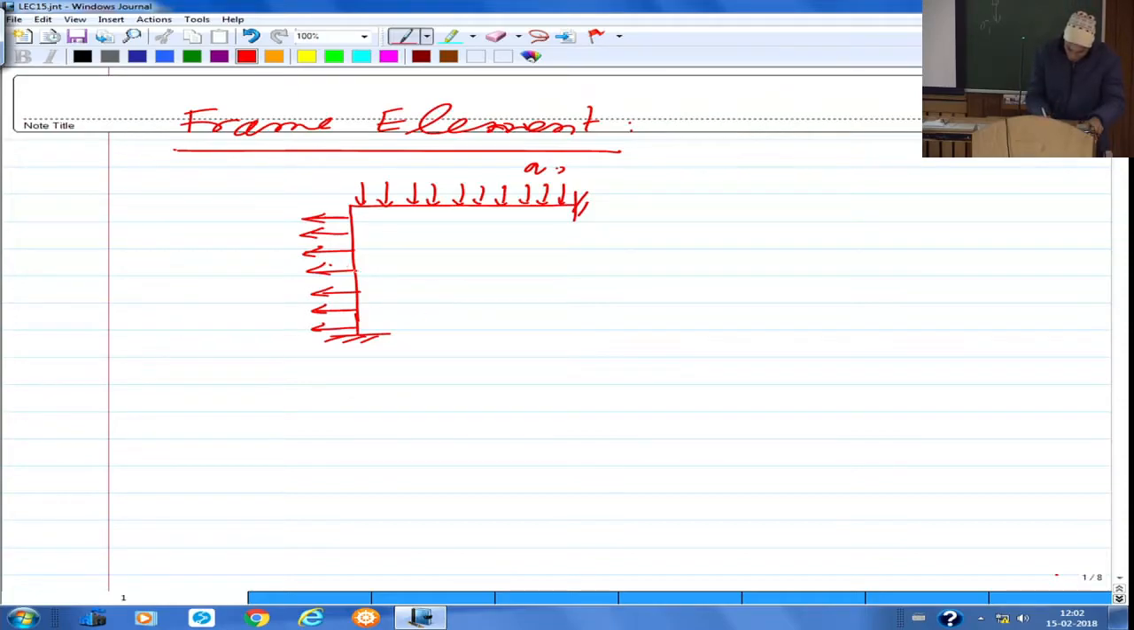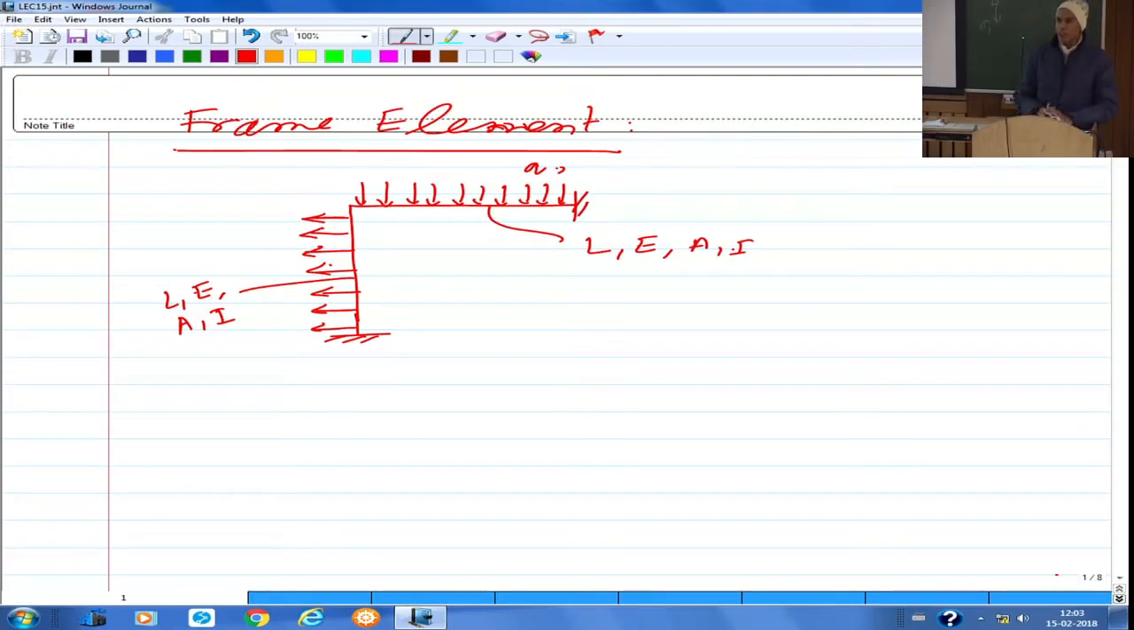So let us say that the vertical and horizontal members are identical. The length of this is, let us say, L, Young's modulus is E, cross-sectional area is A, and I about the Z axis is I, and the same for this. So the length is L, Young's modulus is E. Although they can have different properties, and even within them there can be variation in properties, again to simplify the problem I am taking this. And although for a more accurate solution you might have to discretize this into more elements, let us say we want to just discretize the whole thing into two frame elements.